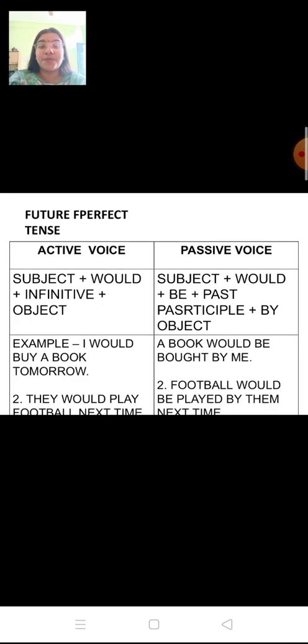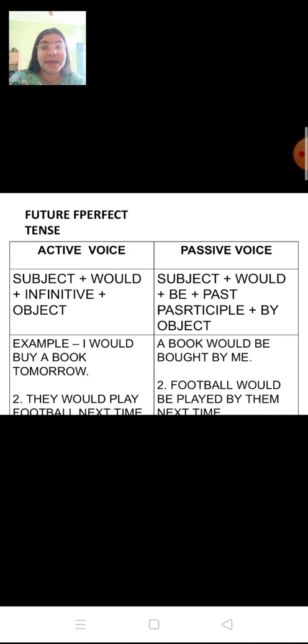Now let's move on to future perfect tense. Future perfect tense, in active voice, is subject plus would plus infinitive plus object. Example, I would buy a book tomorrow.